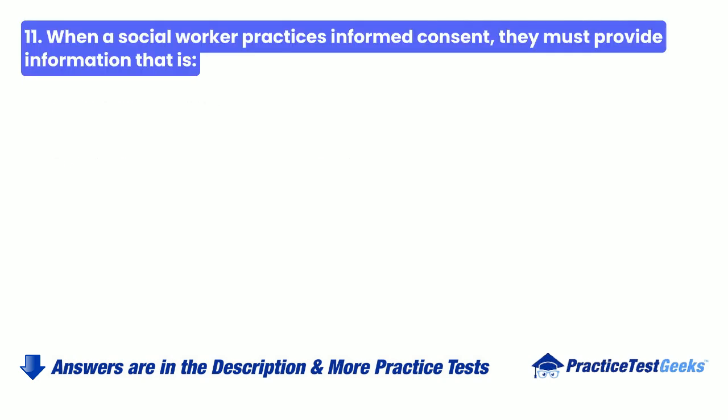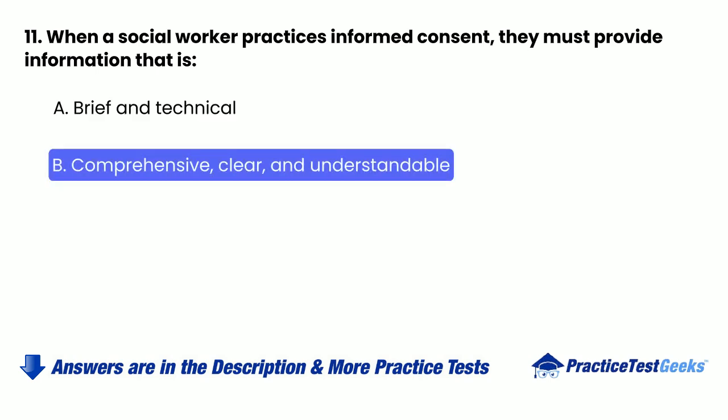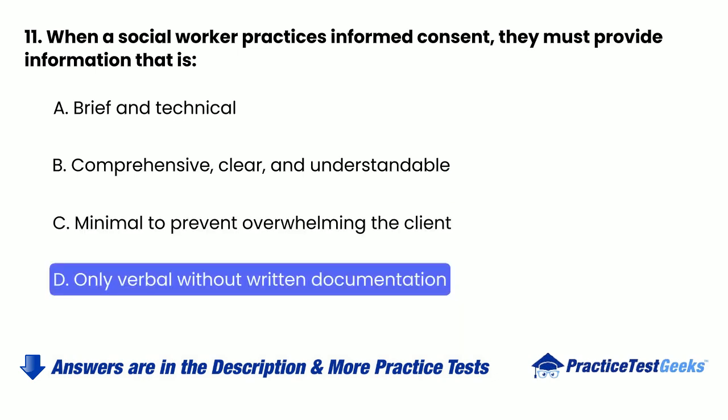11. When a social worker practices informed consent, they must provide information that is A. Brief and technical. B. Comprehensive, clear, and understandable. C. Minimal to prevent overwhelming the client. D. Only verbal without written documentation.